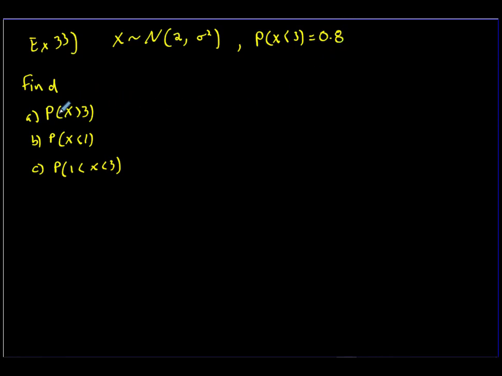So, and then it wants us to find what is the probability that x is greater than 3, the probability that x is less than 1, and then the probability that our random variable x is between 1 and 3. So because the normal distribution is completely symmetrical, we can just use the graph to be able to solve some of these problems. So it told us that we know our mean is 2, so at 2, right here is where our mean is.